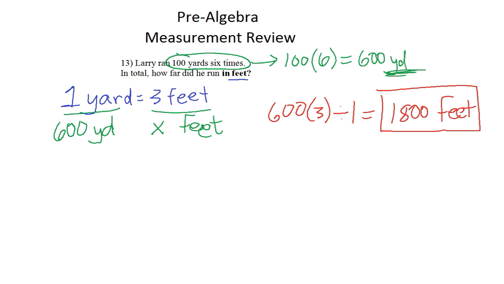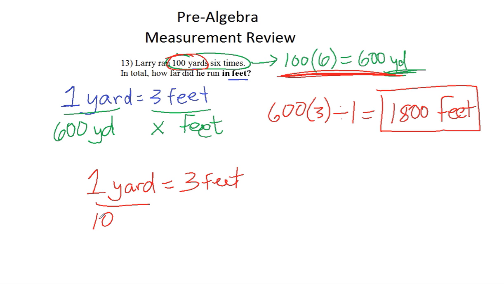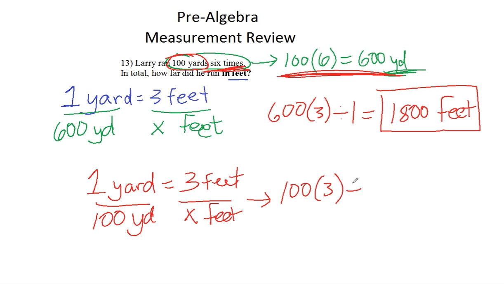One other way you could do this, instead of taking care of this right here, you could start with just the 100 yards and say, let's just change that 100 yards to feet. So we'll go back, 1 yard equals 3 feet. So if we do 100 yards over we don't know how many feet, here we're going to get a different answer, but we haven't taken care yet of that 6 times. So here we would do 100 times 3, and then again divide by 1, but you don't have to do that. You get 300 feet.